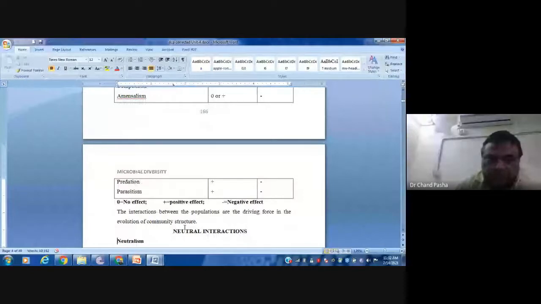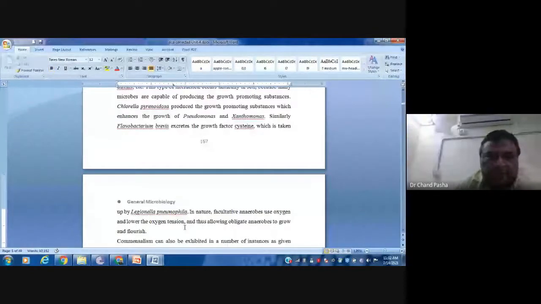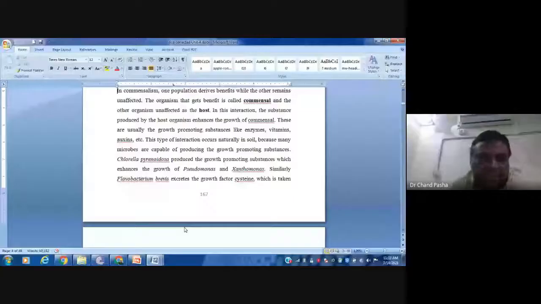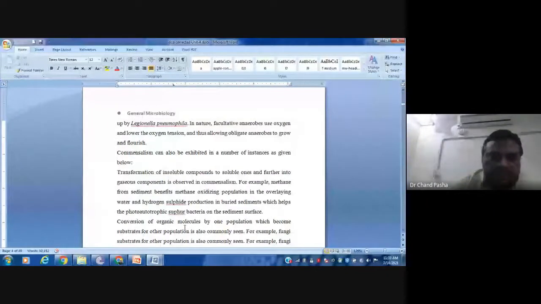Commensalism examples are chlorella and, which increases the growth of Pseudomonas and Xanthomonas. The substances which are produced by chlorella will be increasing the growth of Pseudomonas and Xanthomonas. This is one example. This is for synergism.